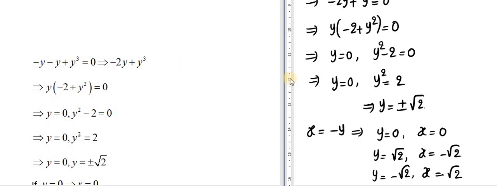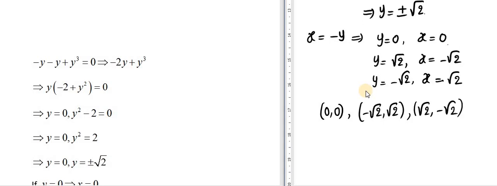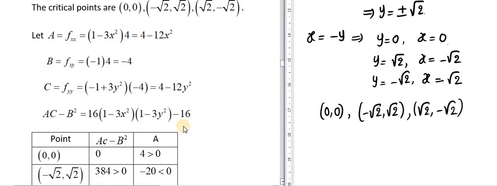So we have three critical points. Those are 0, 0. First I am writing x value, next I am writing y value. Minus root 2, root 2. Next root 2, minus root 2. These are the critical points. Observe critical points. Next we want to find out a, b, c values.